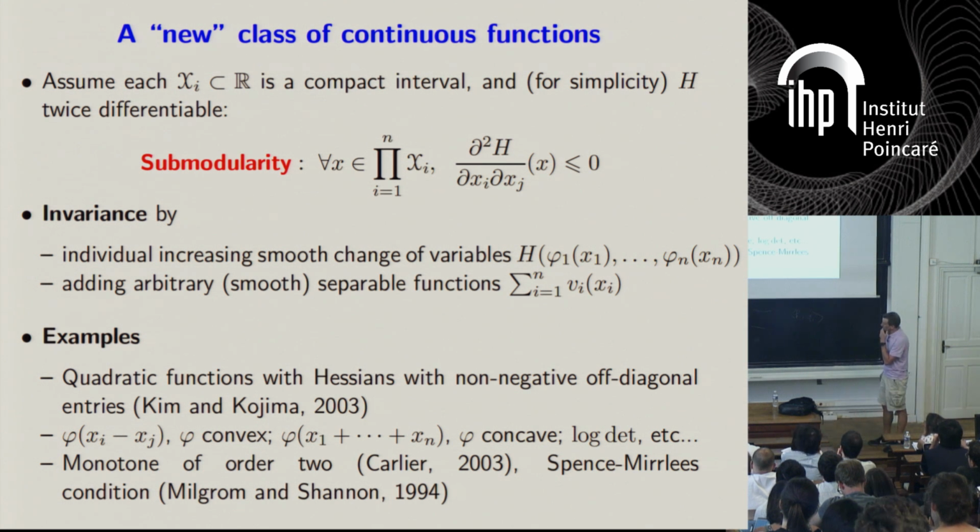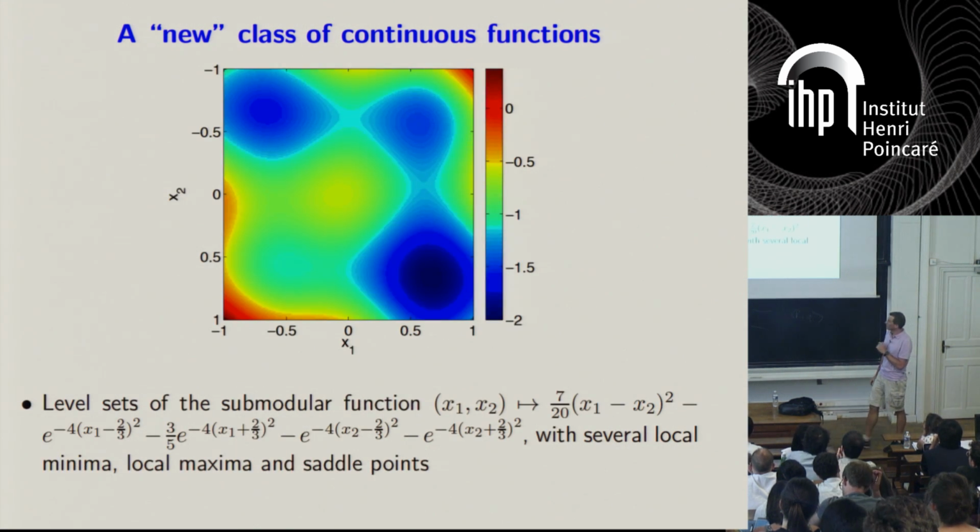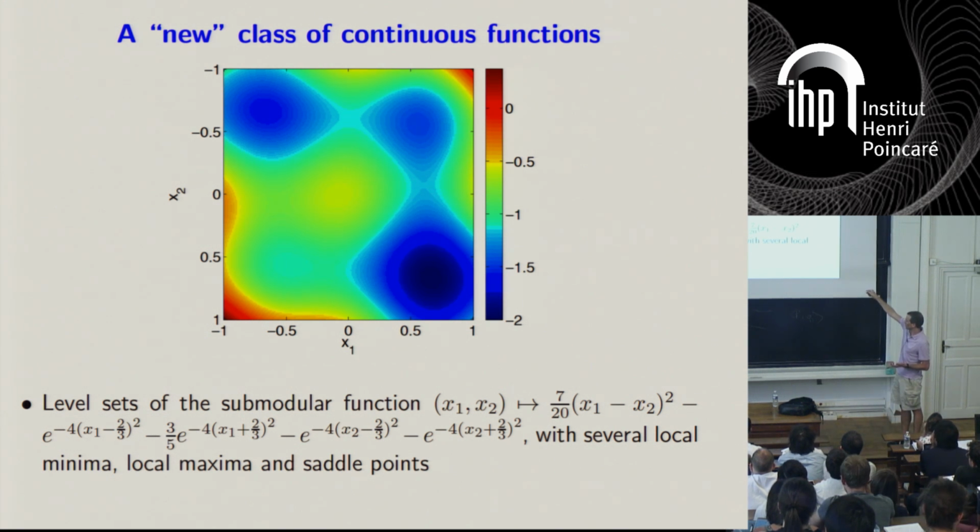Let's give an example in 2D to see how nasty they can be. Those are the level sets of a function defined on R2 which is submodular. Why is it submodular? Because I have a submodular term, the convex function of the difference of two values. So this is submodular. This is separable, it only depends on x1, x2.